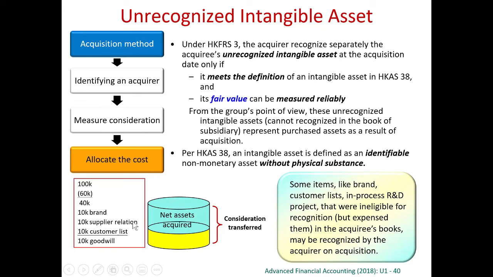So this brand name, supply relationship, and customer list is not found in the financial statement of the acquiree. I really pay money to acquire it. By telling the financial statement users that I pay 10,000 for the brand name, 10,000 for the supply relationship, and 10,000 for the customer list, actually the goodwill amount is only 10,000. So that's why the amount that I don't know why I pay for is smaller. Only 10,000 is for goodwill.